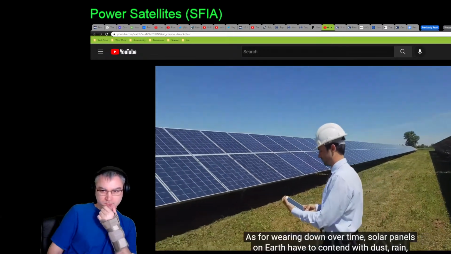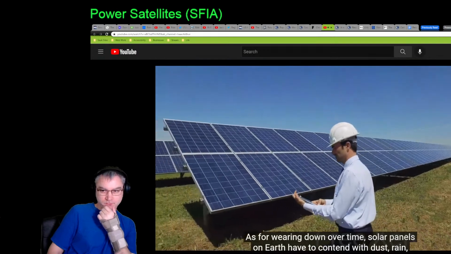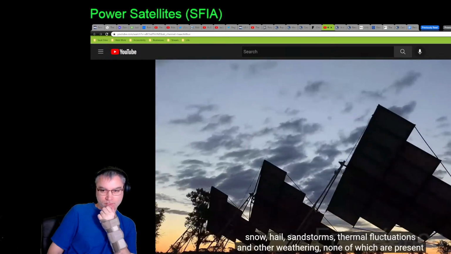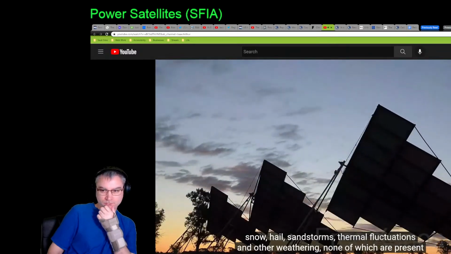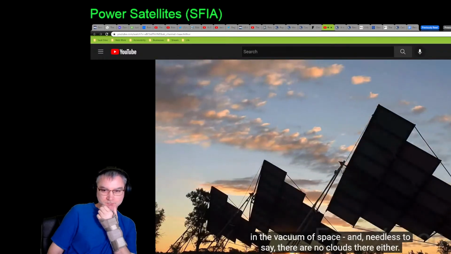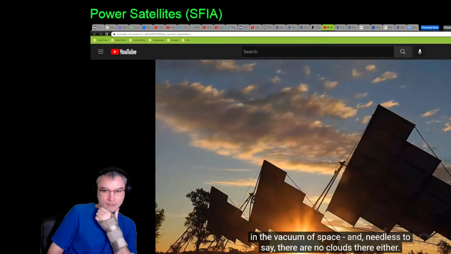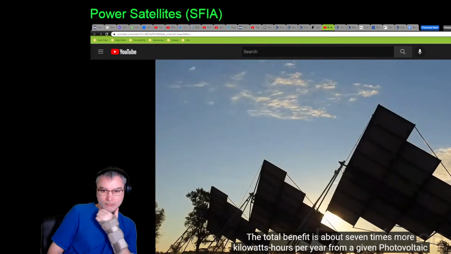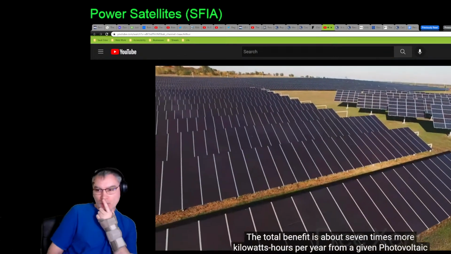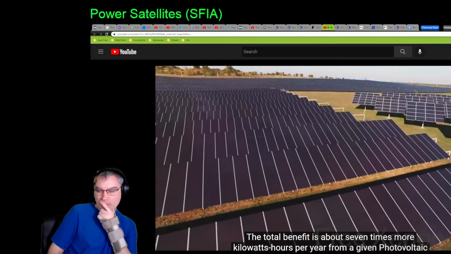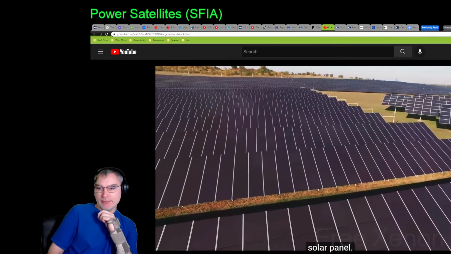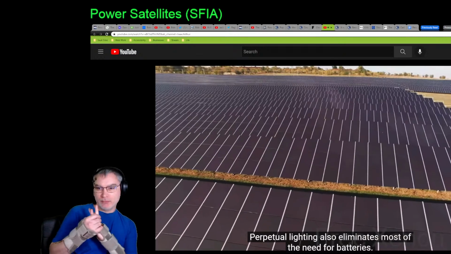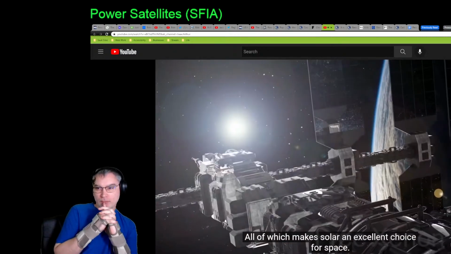As for wearing down over time, solar panels on Earth have to contend with dust, rain, snow, sandstorms, thermal fluctuations, and other weathering, none of which are present in the vacuum of space, and, needless to say, there are no clouds there either. The total benefit is about 7 times more kilowatt hours per year from a given photovoltaic solar panel. Perpetual lighting also eliminates most of the need for batteries, all of which makes solar an excellent choice for space.